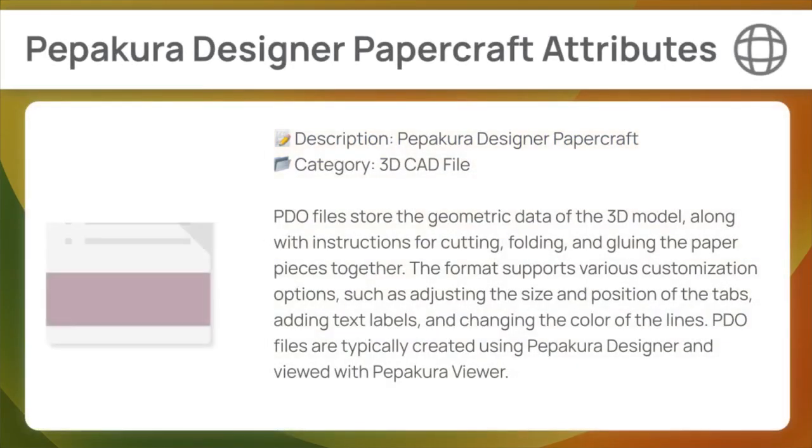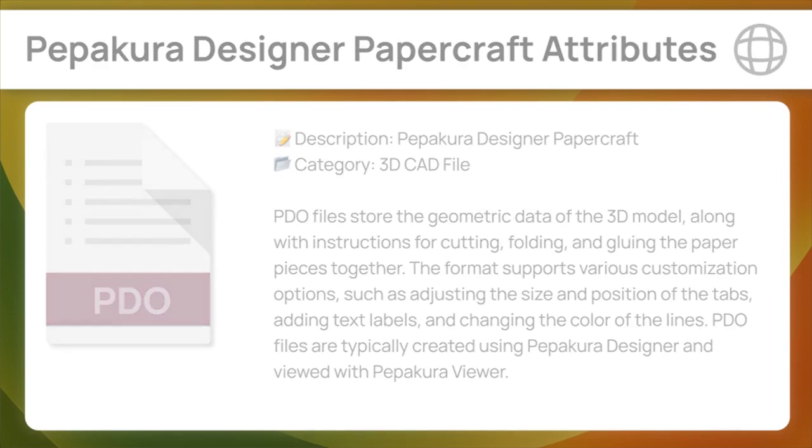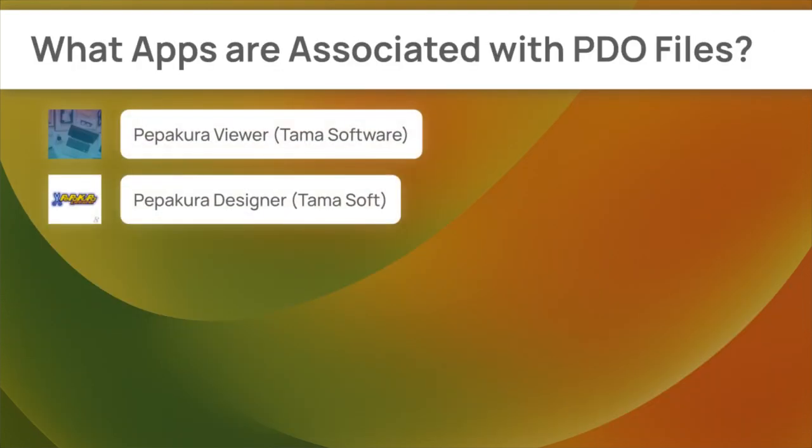PDO files store the geometric data of the 3D model along with instructions for cutting, folding, and gluing the paper pieces together. The format supports various customization options such as adjusting the size and position of the tabs, adding text labels, and changing the color of the lines. PDO files are typically created using Pepakura Designer and viewed with Pepakura Viewer. For full editing functionality, PDO requires Pepakura Viewer, which is supplied by Tama Software.